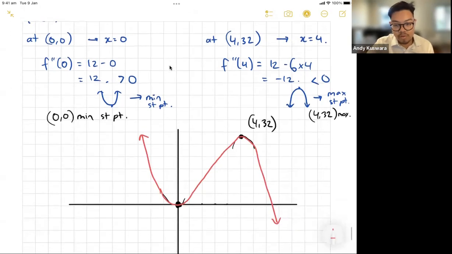Of course, if you wanted to find the other x-intercepts, you could, but it didn't ask for it in this question, so we're done.